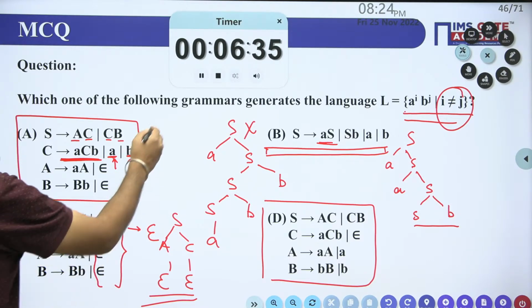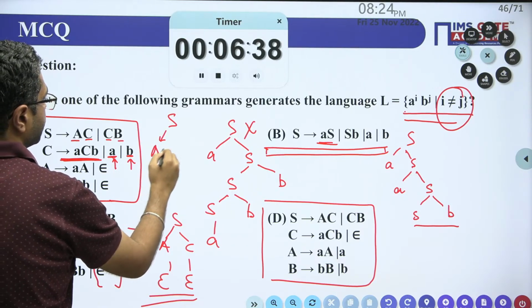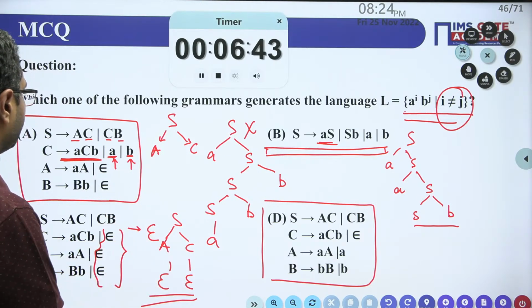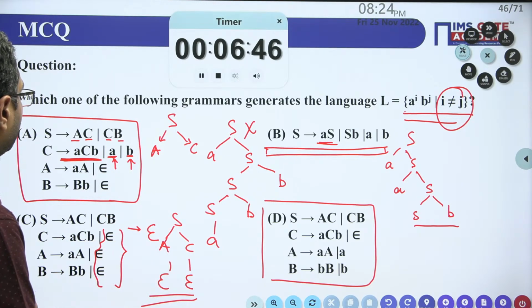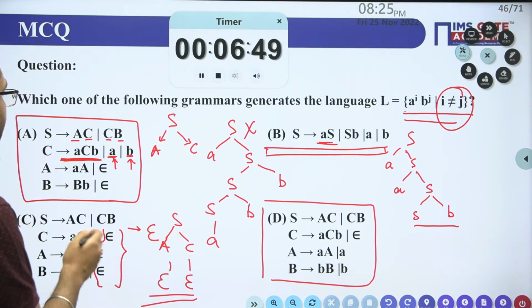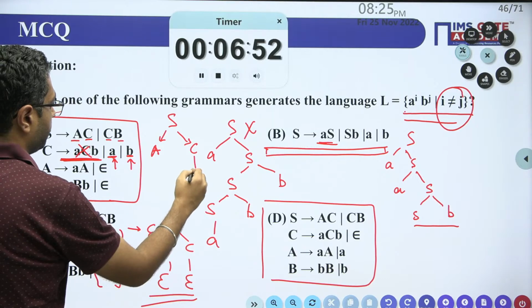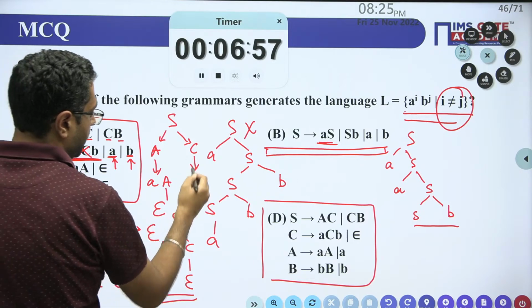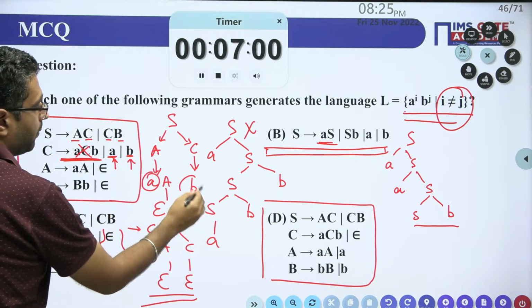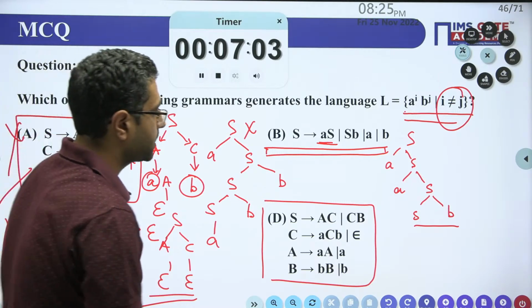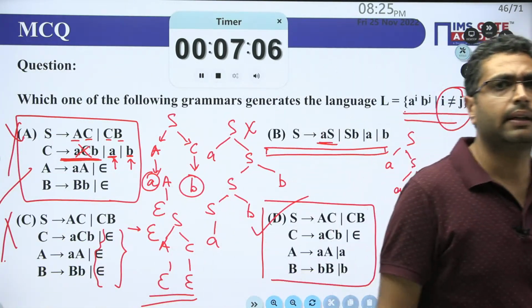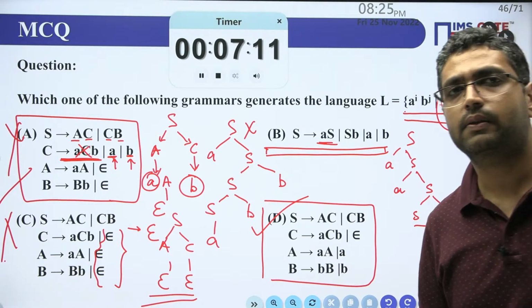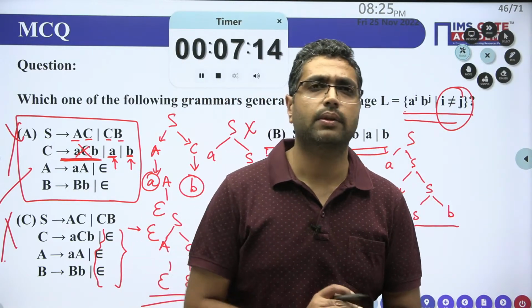Let's see. When I generate S goes to AC, now C can help me in producing more and more A's and B's, equal numbers of A's and B's, but I don't use it. I directly go to B, and using an A, I will produce AA, and this A goes to epsilon. So now also the number of A's is equal to the number of B's. This is also incorrect. So only one option is right, which is D. Therefore the answer is D. Everyone is fine with the solution? So the answer is D for this question.